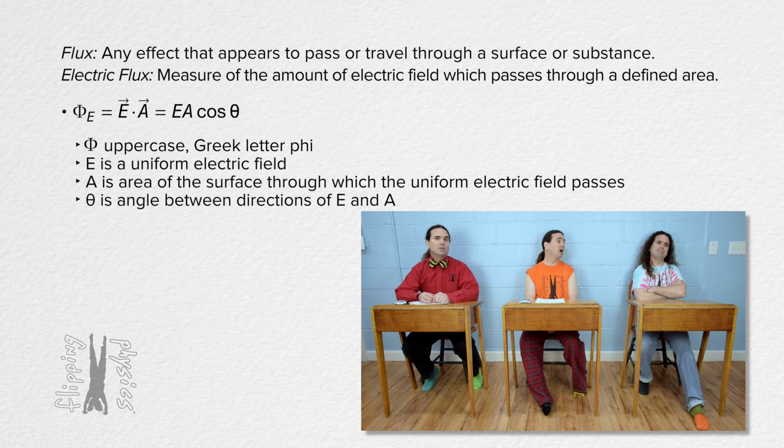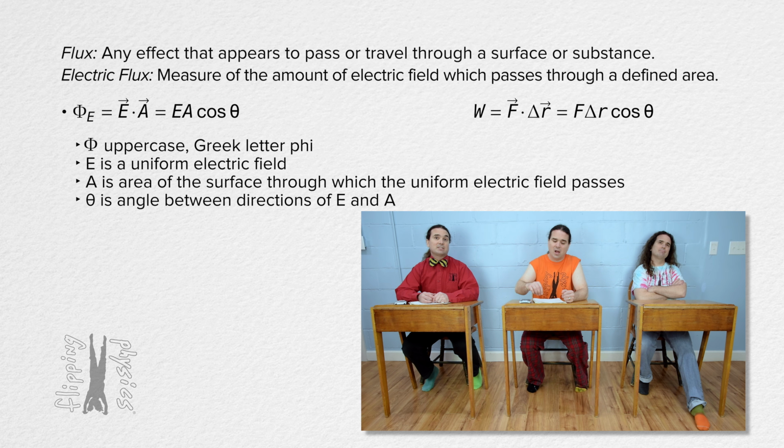Right. This equation has the same form as the work equation for a constant force. Work equals the dot product of force and displacement, or force times displacement times the cosine of the angle between the force doing the work and the displacement of the object.